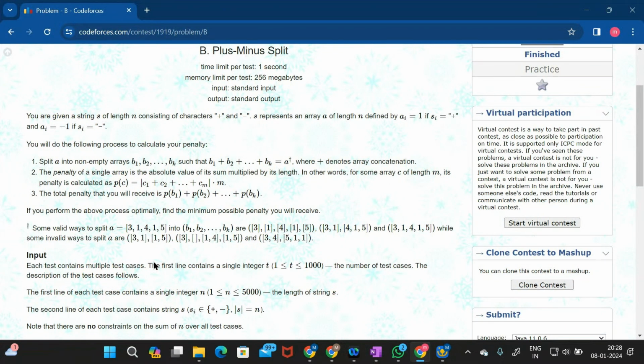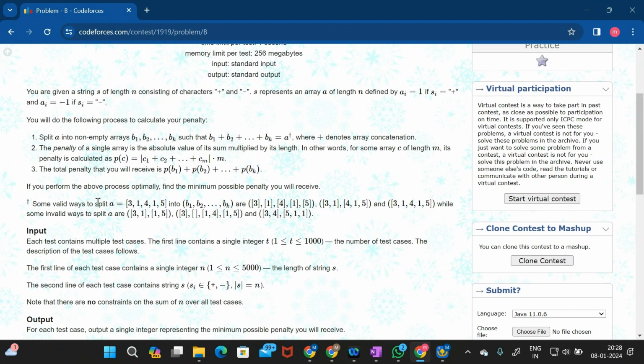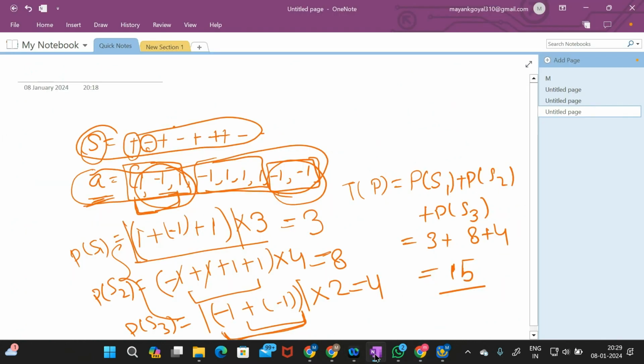After that, what it is saying is, if you perform the above process optimally, find the minimum possible penalty you will receive. Okay. So in this question, basically it says that we have to calculate the minimum possible penalty.